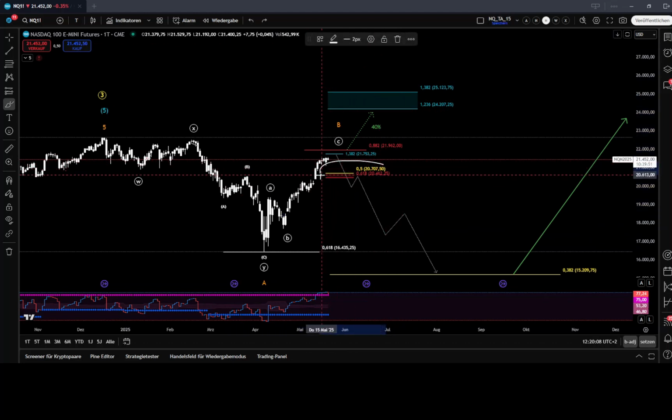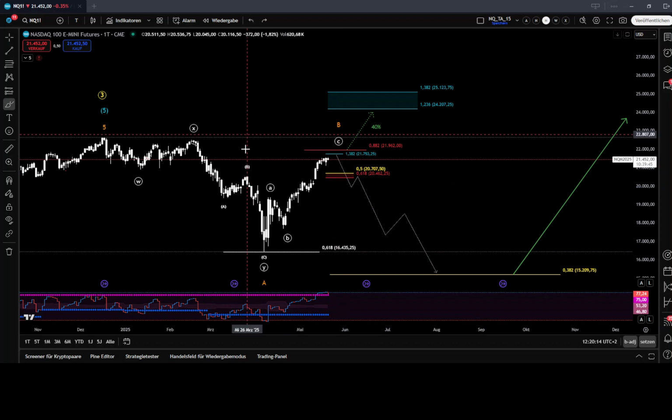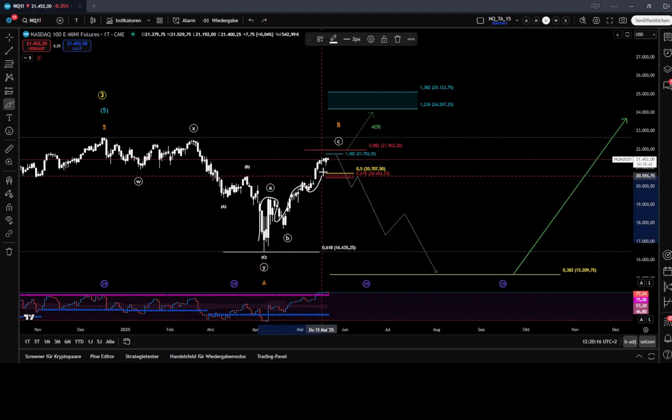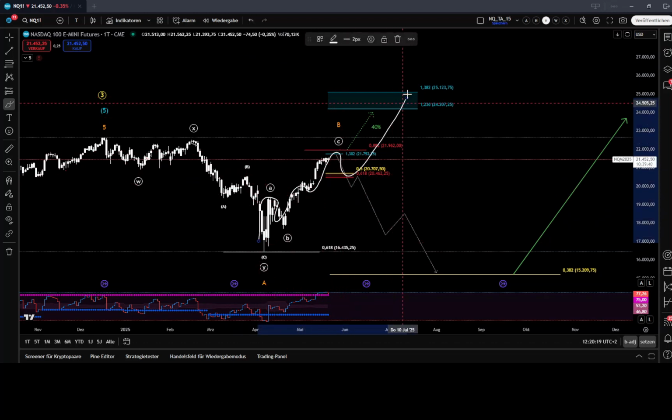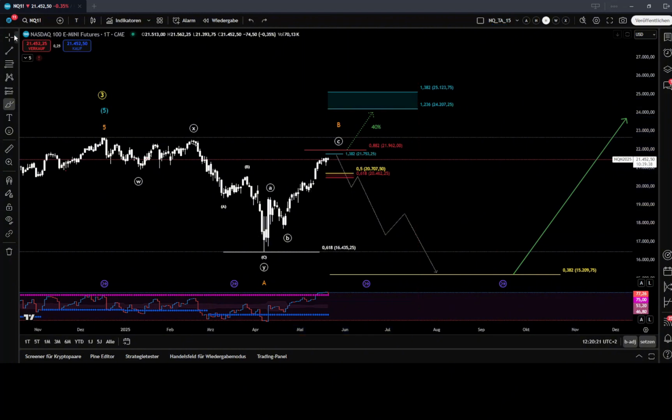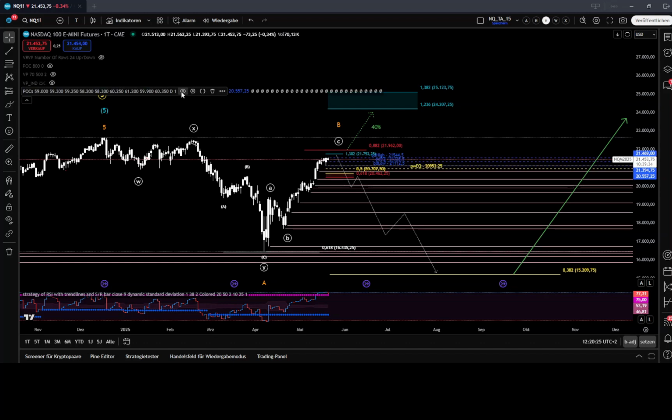And that pullback scenario, that pullback area here is very, very important, because if the area holds, then I would switch the count and say it's a multi 1-2 setup to the upside. Okay, and the next move should be higher. But again, also what I can bring up here on the chart, possibly, let me see.